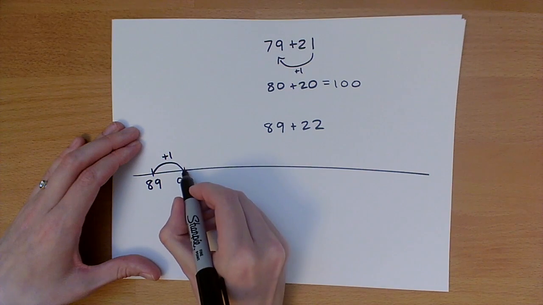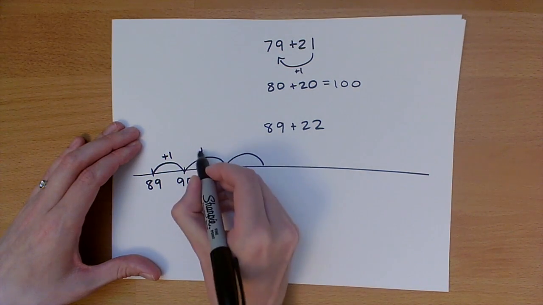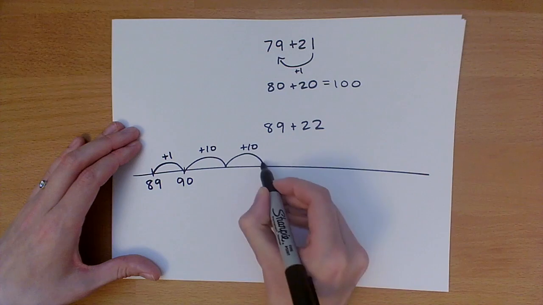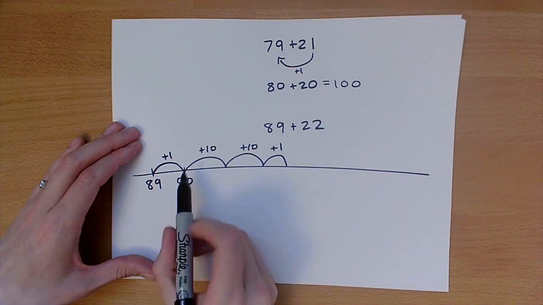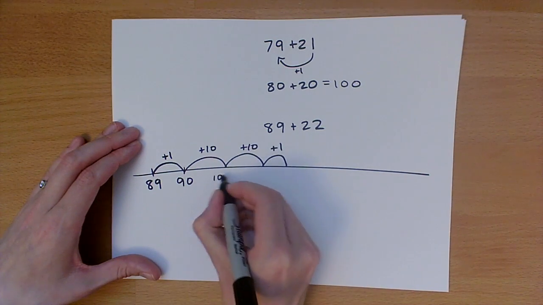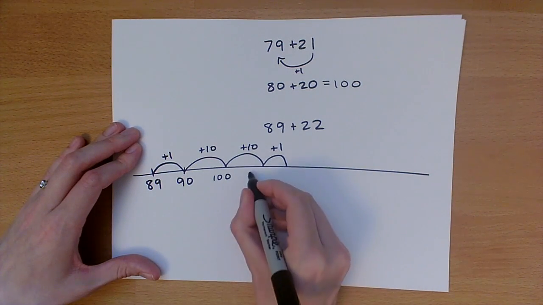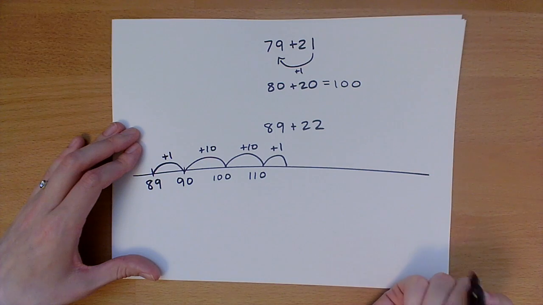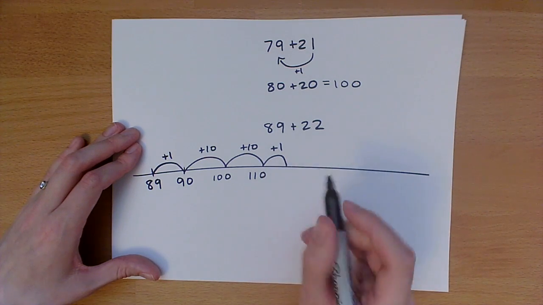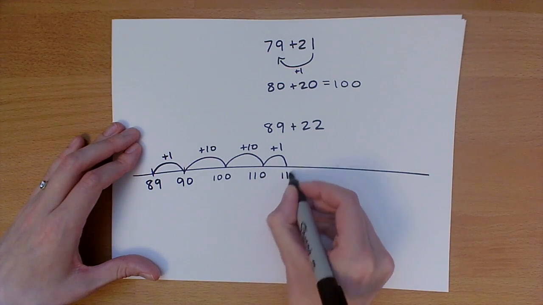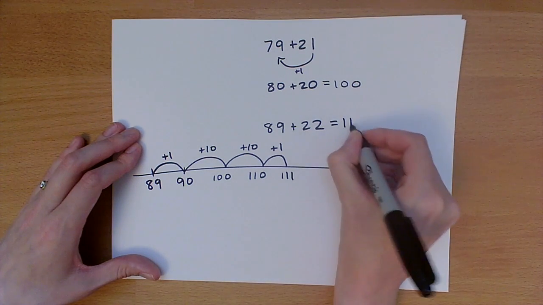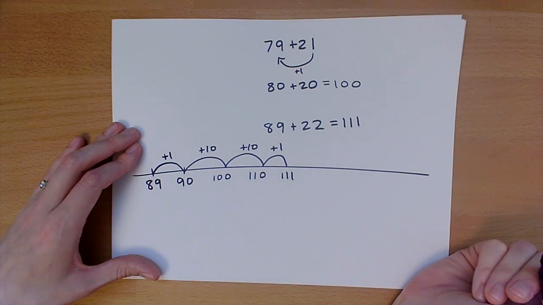And then I'm going to add the 2 tens and then that extra 1. So 90 plus 10 is 100. 100 plus 10 equals 110. And 110 plus 1 more is 111. So the sum would be 111, just like that.